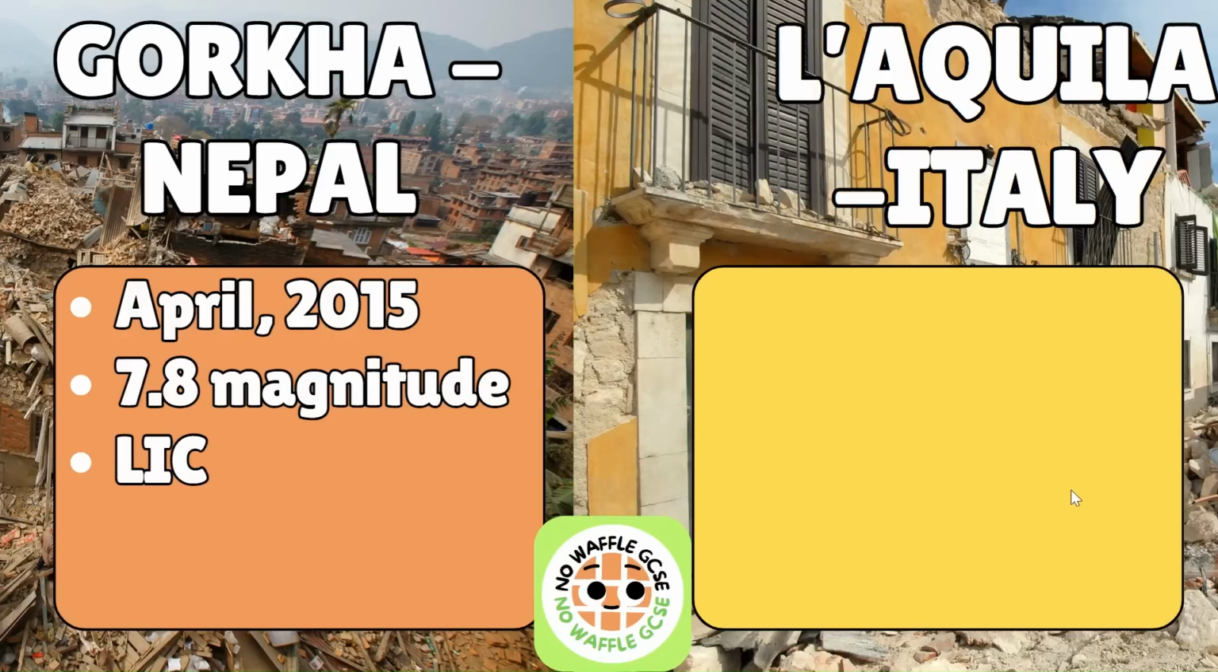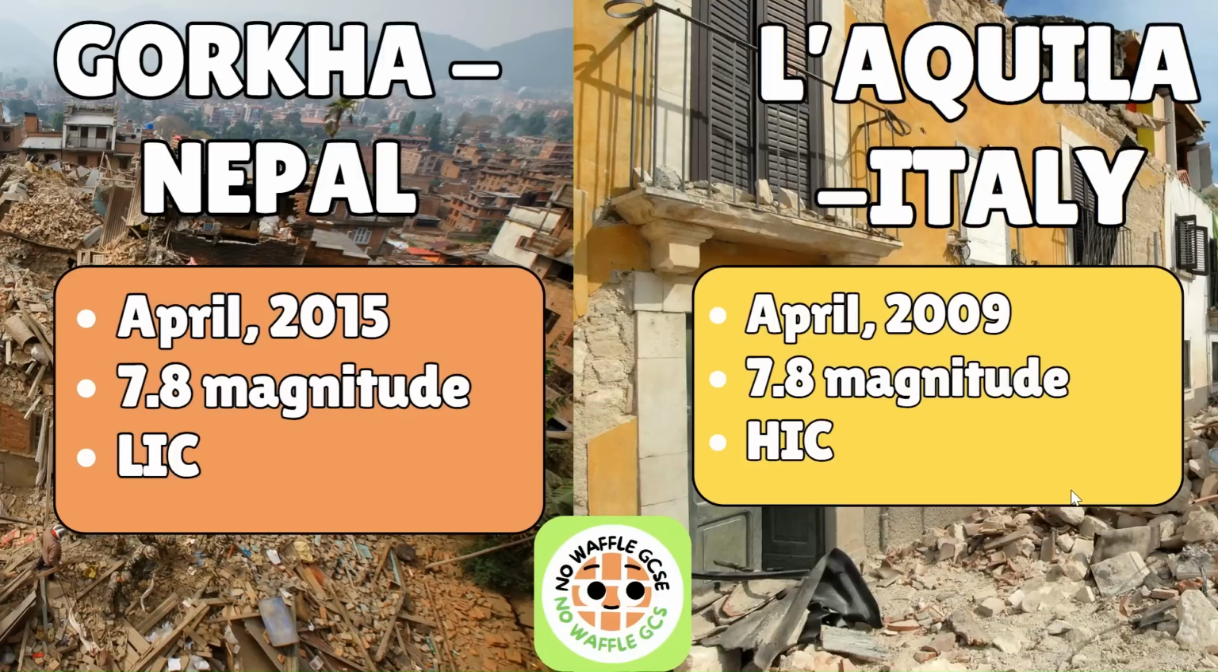So just some general background information. The earthquake that happened in Nepal happened in April 2015. It was a 7.8 magnitude, and Nepal is a low-income country. Now in Italy, it happened in April 2009. It was also a 7.8 magnitude, however, Italy is a high-income country.